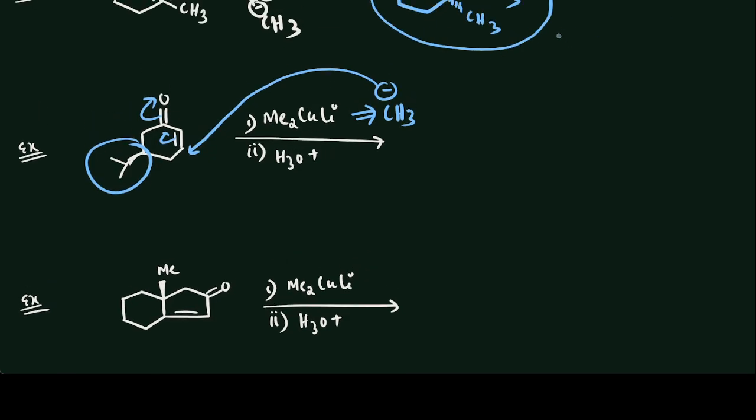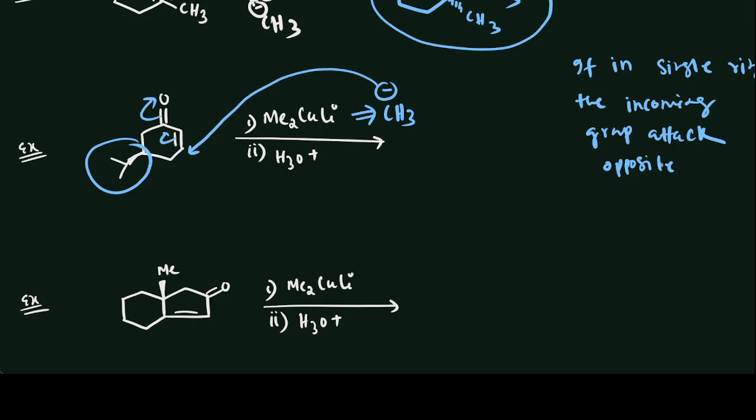I will write here: if in a single ring, I'm saying about a single ring, adjacent, the incoming group attacks opposite to the stereochemistry of the adjacent substituent. Okay, this is the point that it says.